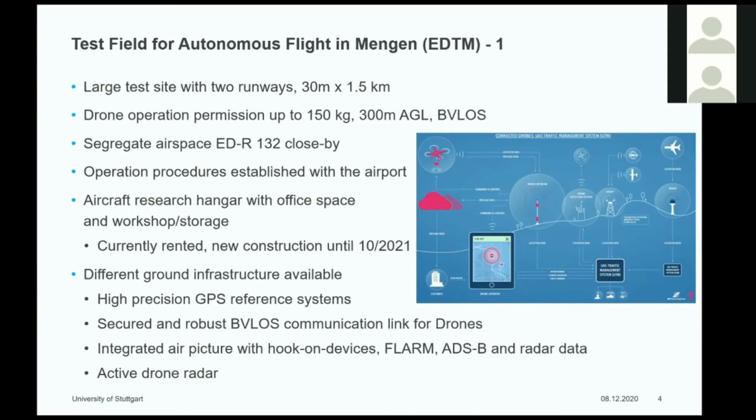So, for example, it includes a high-precision differential GPS system, a secured and robust beyond visual line of sight communication link, and an integrated air picture using hook-on devices, FLARM transponders, ADS-B transponders, and radar data. And on top of all of this, we actually will install an active drone radar to detect other drones in the airspace.